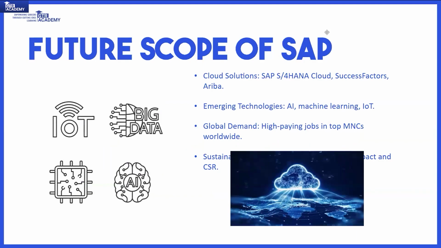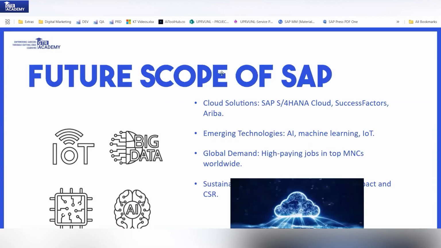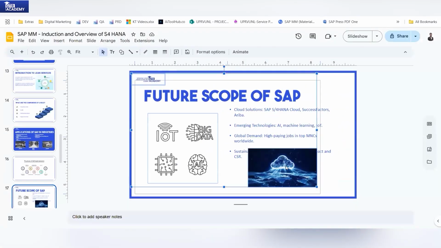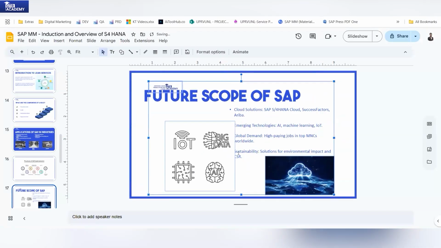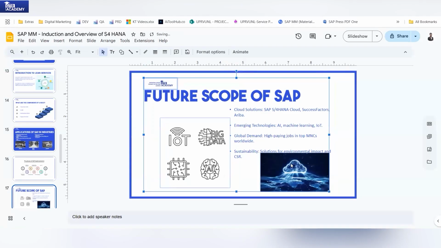Just give me 1 second. Let me exit. I think this photo is coming a little to the side. Okay, I think it is grouped now.